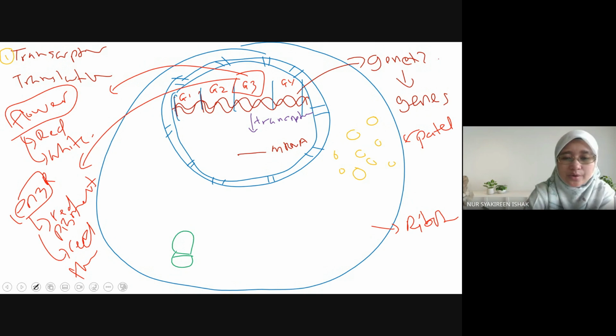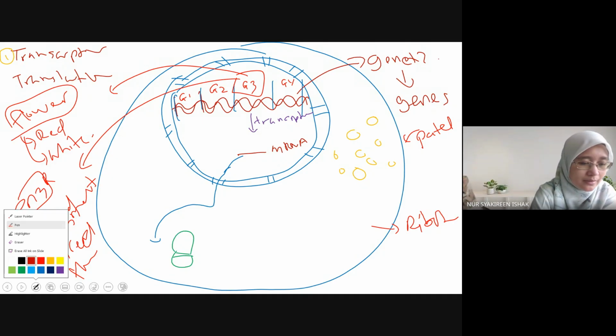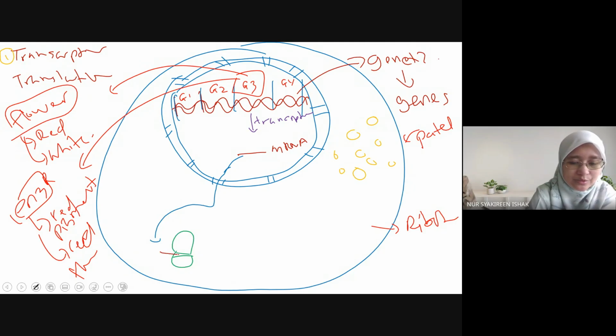So the nuclear pore allows the mRNA to exit the nucleus and find a ribosome inside the cytoplasm. The ribosome has two subunits, the large subunit and the small subunit. The mRNA will go in between the subunits of the ribosome. The ribosome will read the information on the mRNA, and reading that information leads to the synthesis of protein.